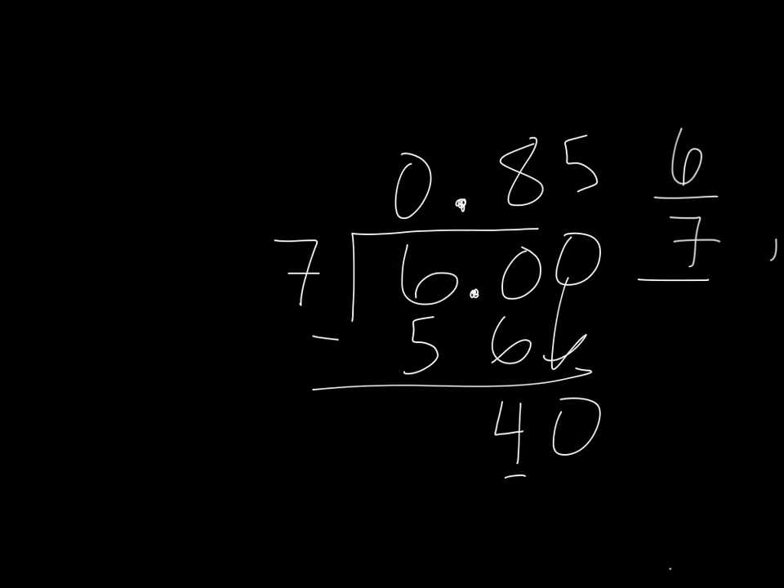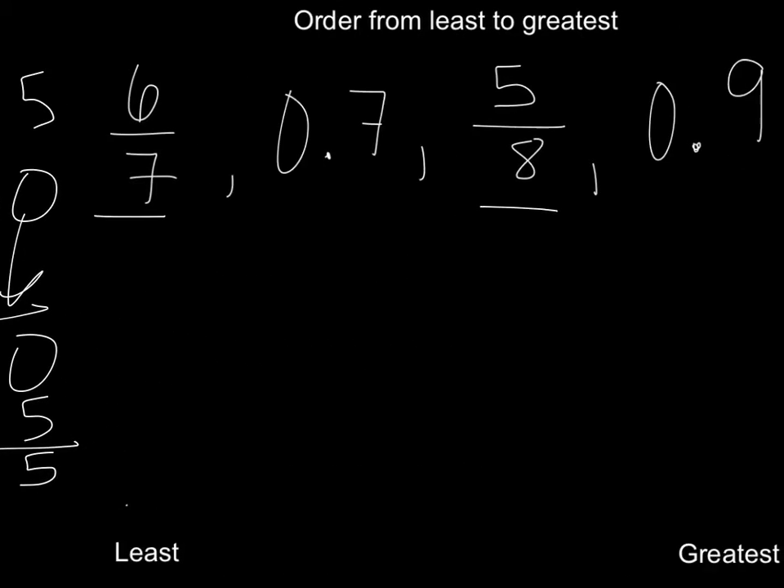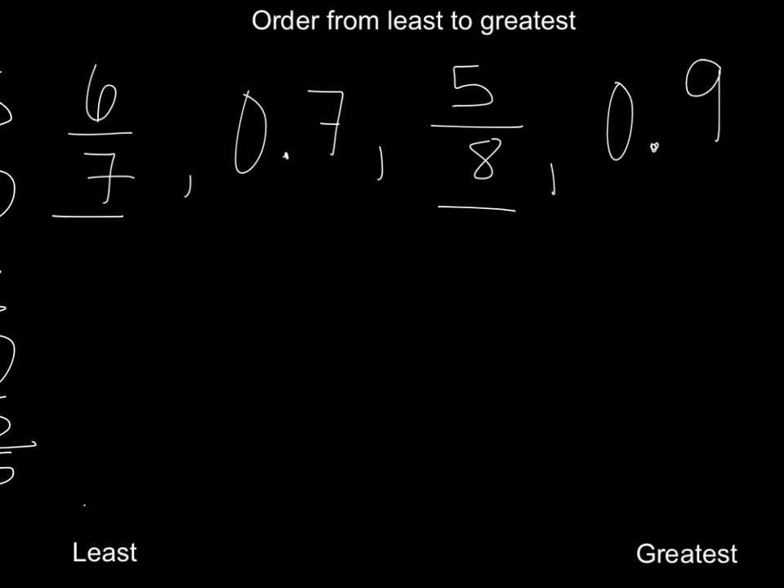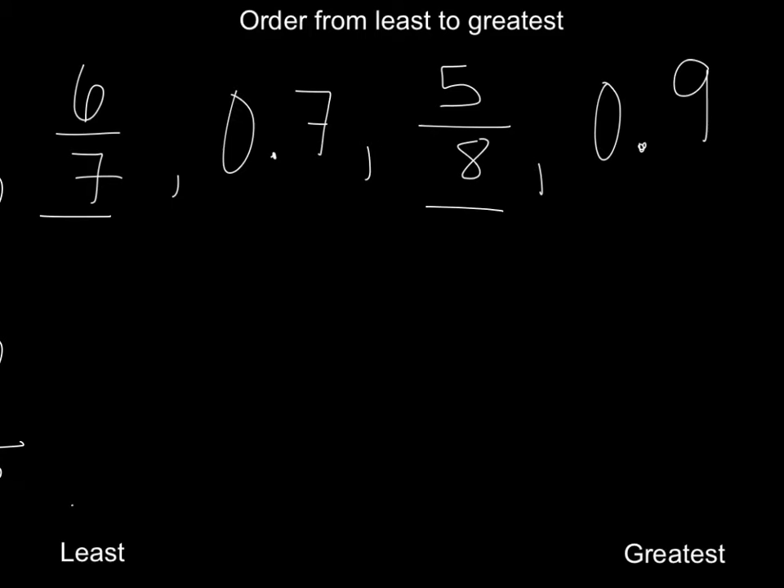5 times 7 is 35. I subtract and I get a 5. I can continue to bring down, but I think that this will give me enough information to be able to order the pairs, or order the numbers from least to greatest. So I'm going to go ahead and move over, and we know that 6/7 is equal to 85 hundredths, so I'm going to go ahead and write that.